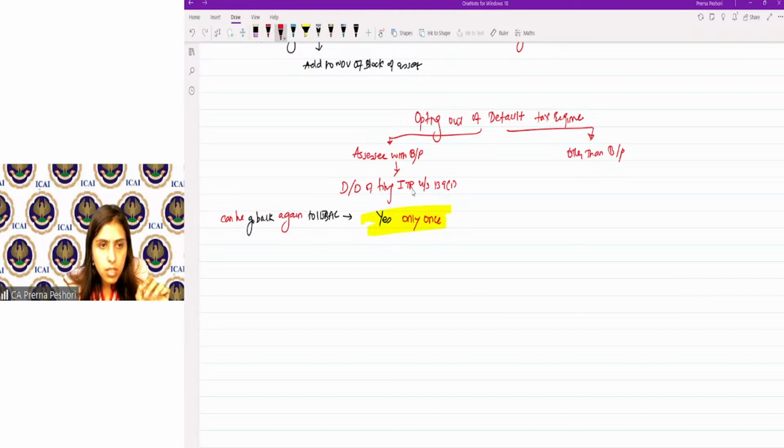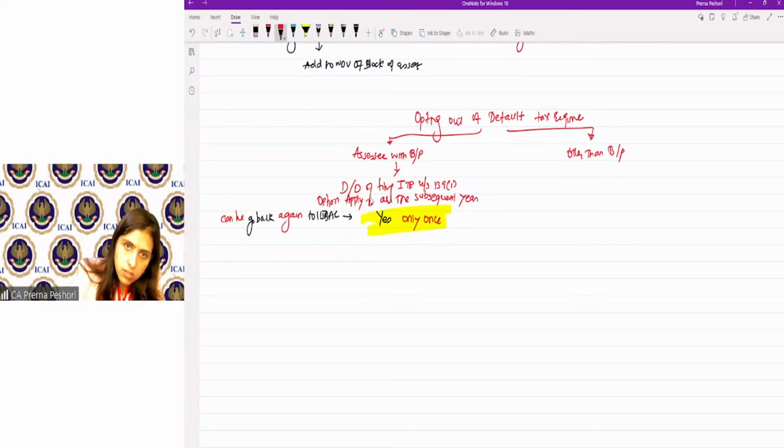So a person will have to opt out of the 115 BAC. He can opt out before the due date of filing return of income, and the option will apply to all the subsequent years. Are we getting that? Any question? Any doubt? Any question? Yes.